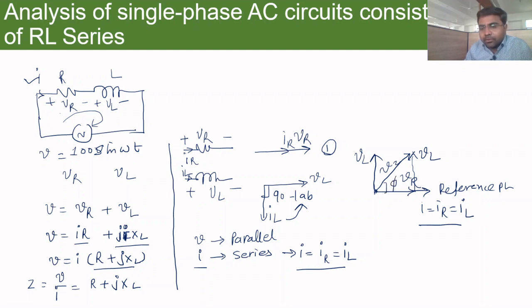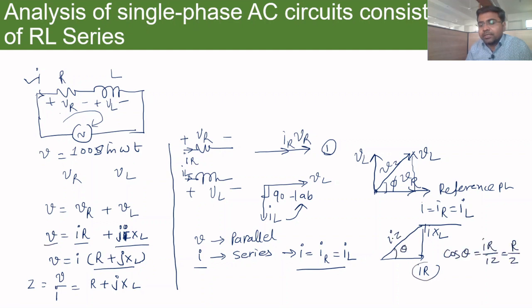So if I just replot in terms of VR equal to I into R, this is I into XL, and this VZ is I into Z, as a triangle. If I just remove this I, the other triangle which I would have is this is R, this is XL, and this is Z. Okay, so let's understand this with another example.